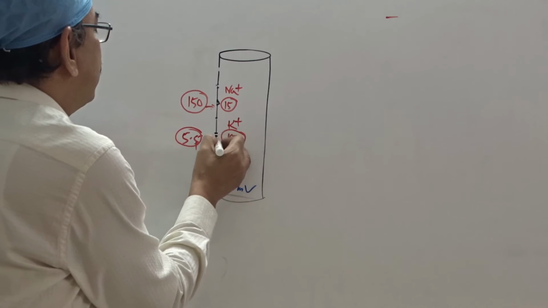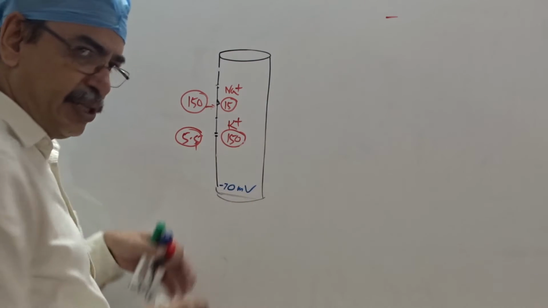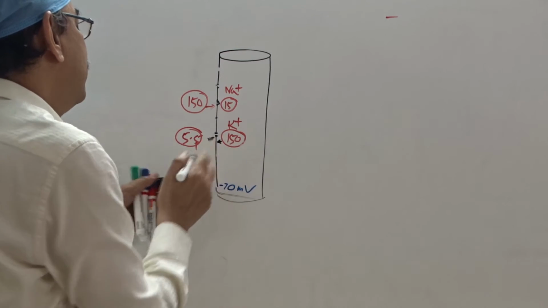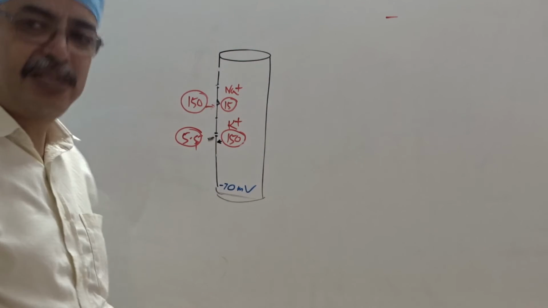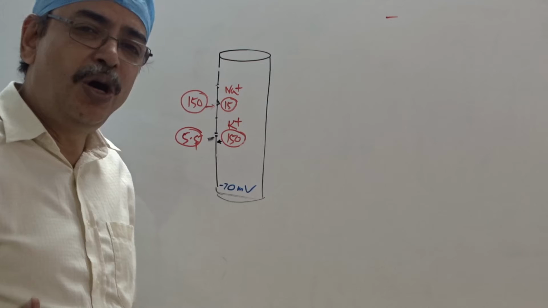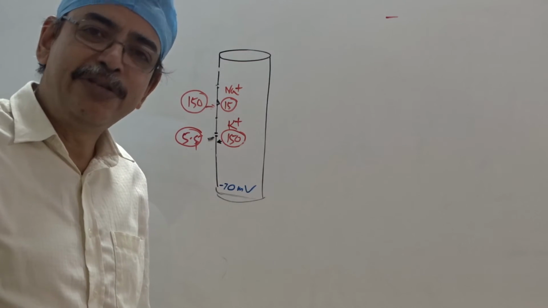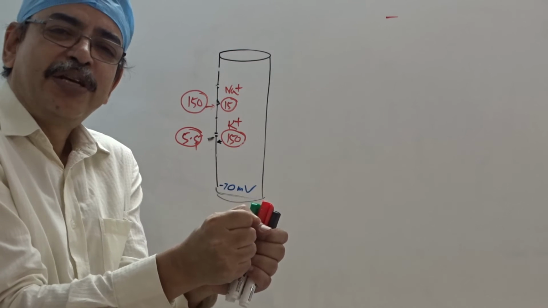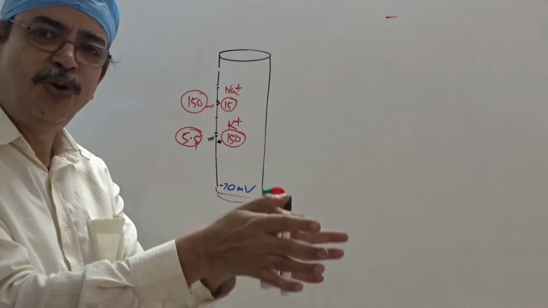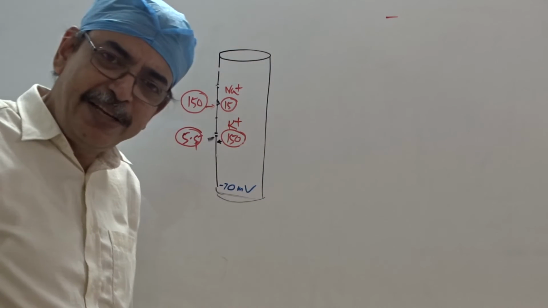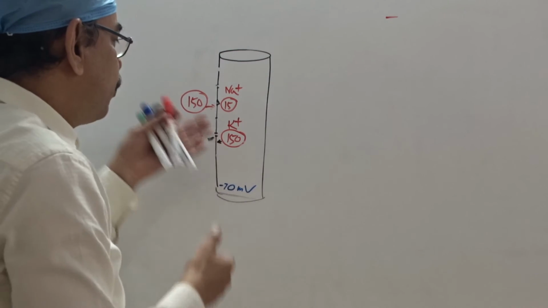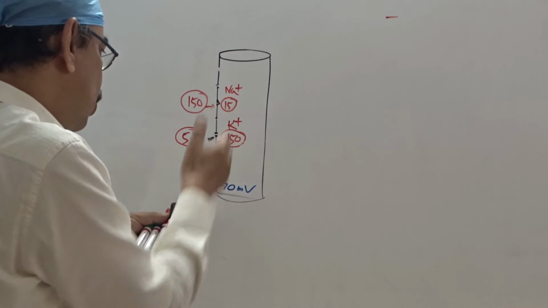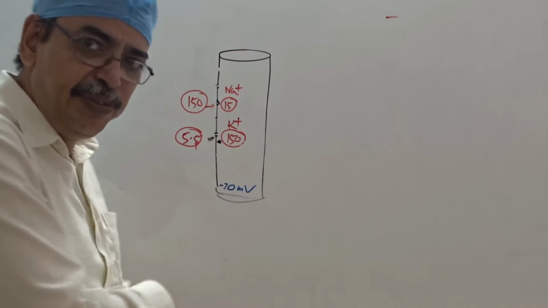So the potassium concentration gradient is more inside, so it will try to go out. But at the same time, inside the cells, there are lots of organic anions which are negatively charged. They actually catch hold of the potassium. They don't allow potassium to go out. That's why potassium is retained inside. So even for this negativity, this potassium cannot go out, it is more negatively charged, and it is minus 70 millivolt.